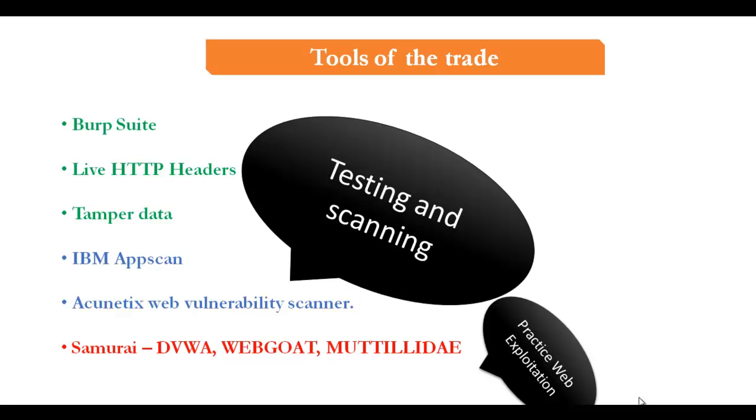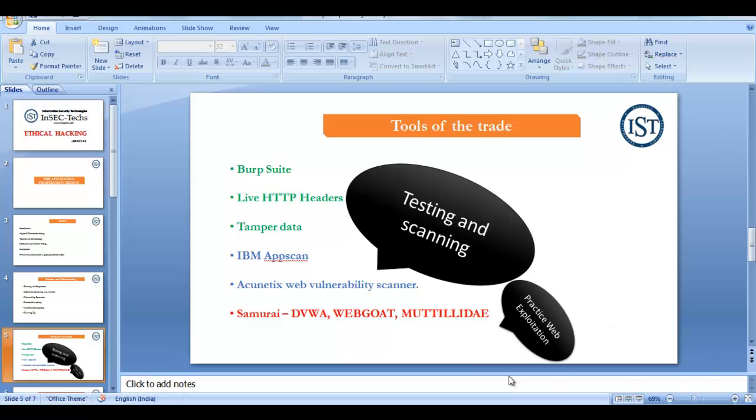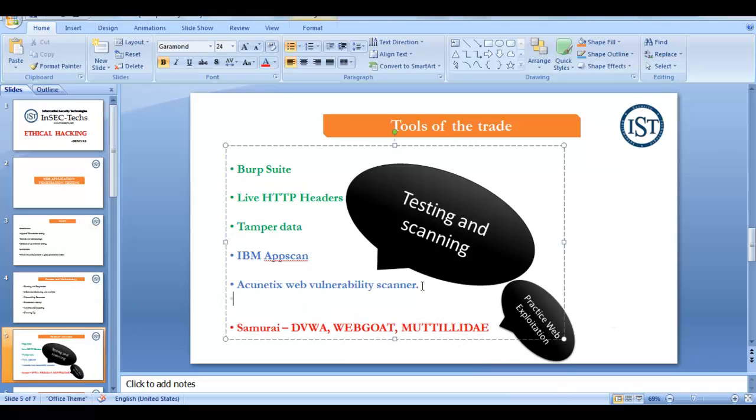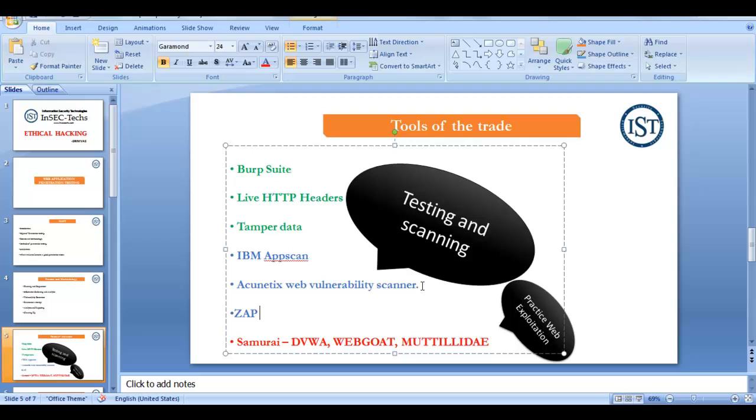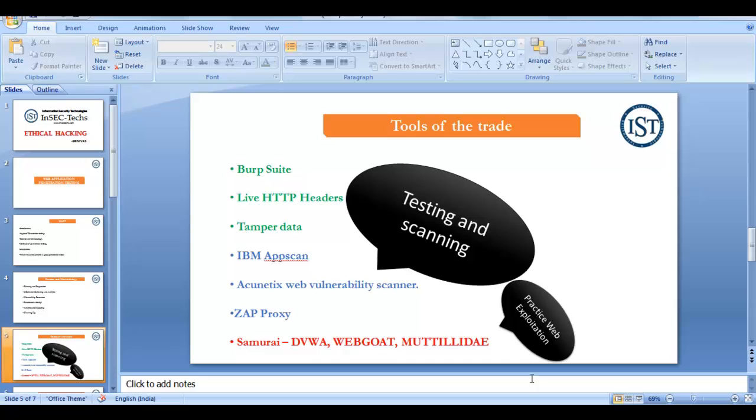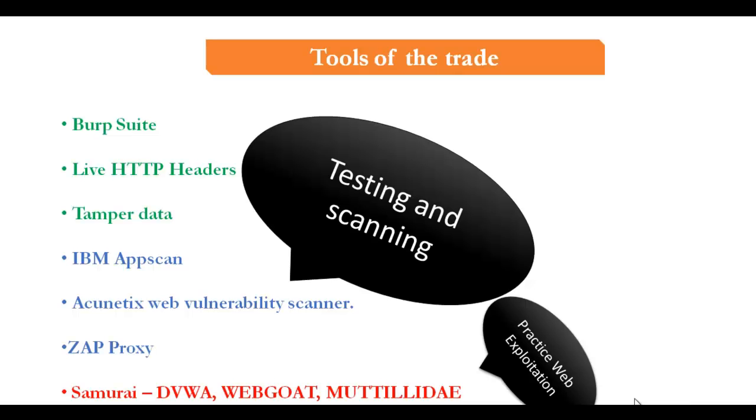Now what is important in this particular video is we'll look at manual testing. One is with tools like Burp Suite, Live HTTP Headers and Tamper Data, and automated testing, which is actually with IBM AppScan and Acunetix Web Vulnerability Scanner. And we'll also use ZAP, which is Zed Attack Proxy, which is actually by OWASP. Let us actually add it over here. ZAP Proxy. And finally we'll look at Samurai.